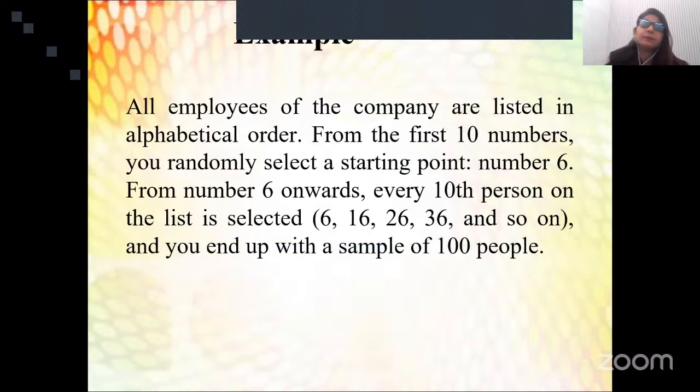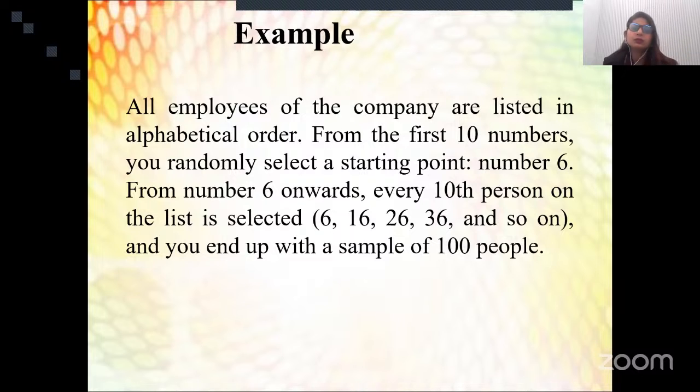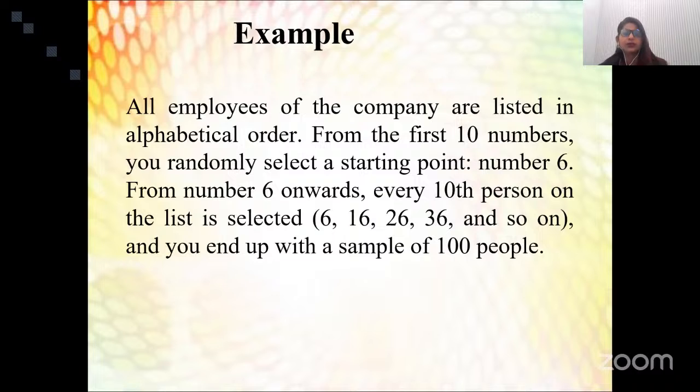Next, this is a simple example. Suppose all the employees of a company are listed. The very first thing is you have to list the employees of the company in alphabetical order. It's up to you, numerical order you can also go with. And it's not that you have to pick from the first 5 only. Here, if a company has 1000 employees, first we have to pick a number randomly.